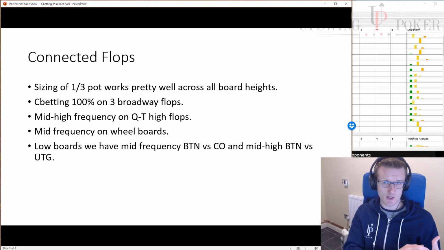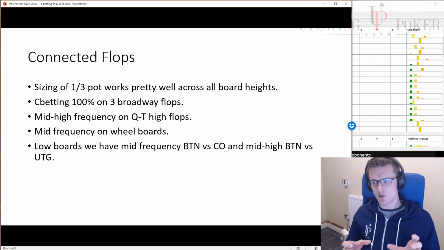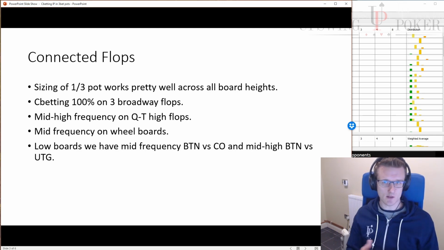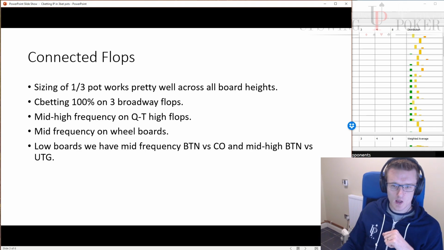But on connected flops, our opponent's going to hit straights and two pairs and more sets than us and so on. So while our advantage deep in the ranges is still going down, so is our advantage higher in the range. So we're not getting that effect where our sizing goes up as the board gets lower. So just third pot's going to work well across all sorts of connected boards.